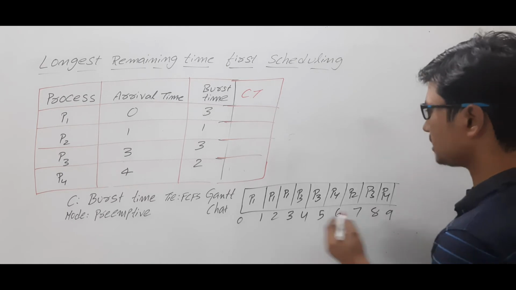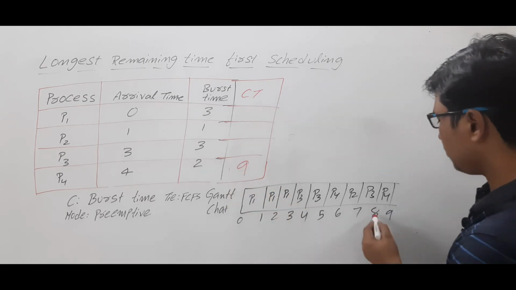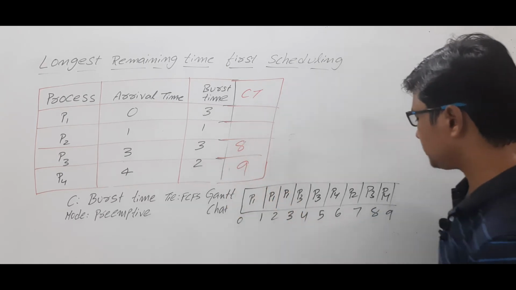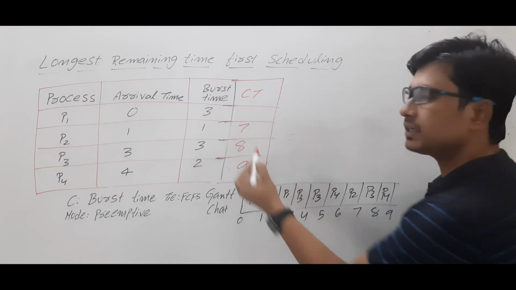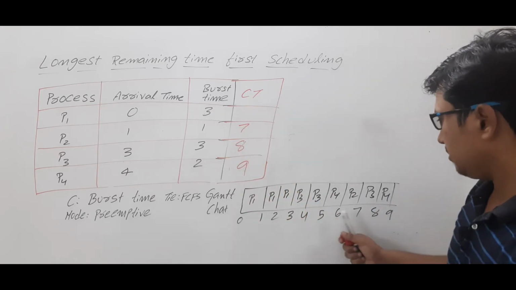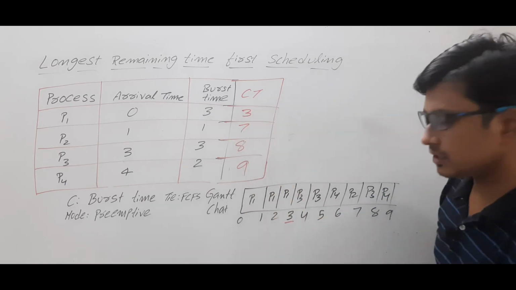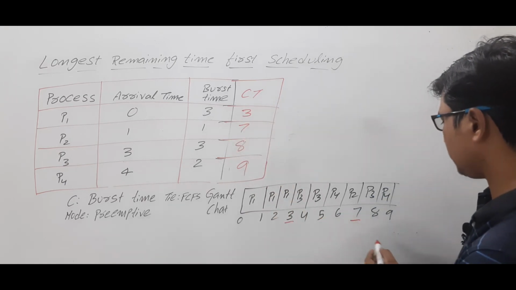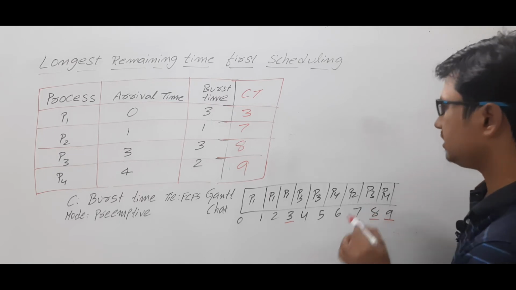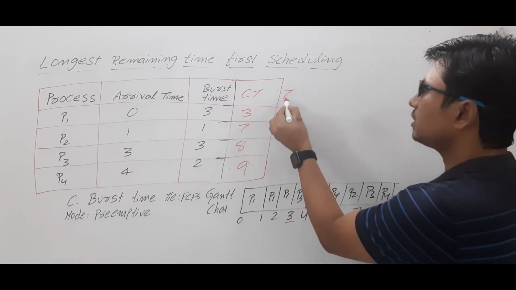Process P4 has completed at 9 units of time. Process P3 has completed at 8 units of time. Process P2 has completed at 7 units of time. Then process P1 has completed at 3 units of time. So P1 has completed at 3, P2 at 7, P4 at 9, P3 at 8. Yes, good. Now turnaround time.